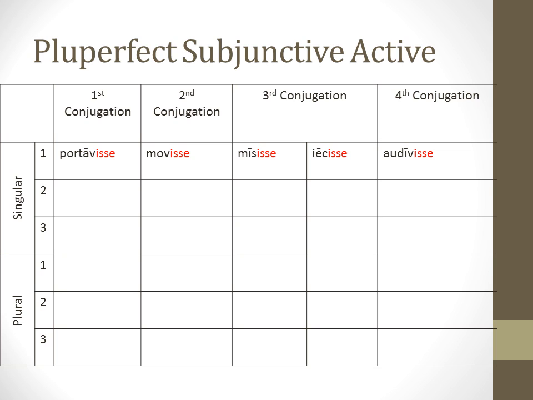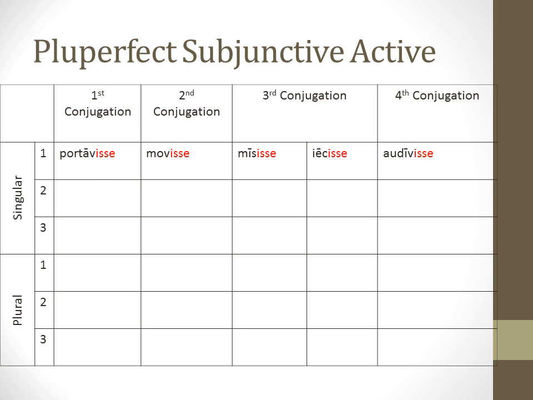How do we translate? Just a quick recap. Portavisse, to have carried. Movisse, to have moved. To have sent, to have thrown, to have heard, right? But we all knew that, so let's move on. Then with these perfect active infinitives, we just need to add m, s, t, mus, tis, nt.